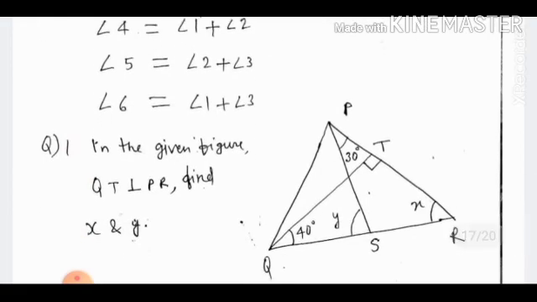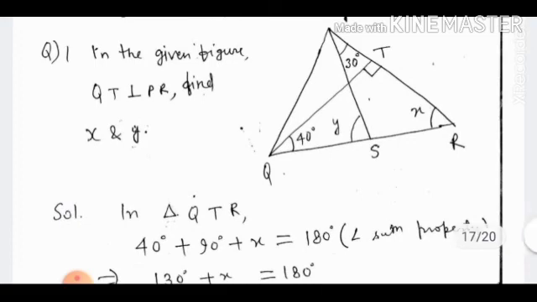Now in the adjoining figure, QT is perpendicular to PR. Find X and Y. Here the values are given. Angle SPR is equal to 30 degree. Angle TQS is equal to 40 degree. PRS is X, PSQ is Y.